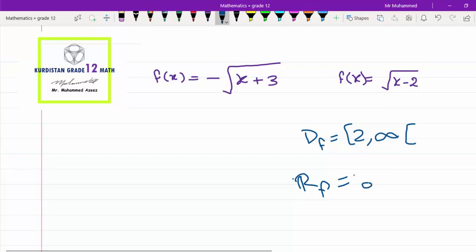So the results are always from 0 to infinity. If we put 102, 102 minus 2 is 100, the square root of 100 is 10. So as long as we put bigger numbers in this function, the results will be bigger. So that's the domain and the range.